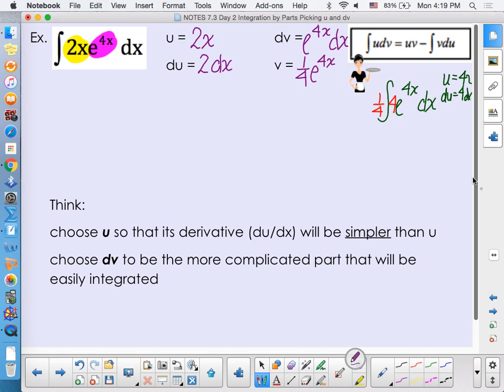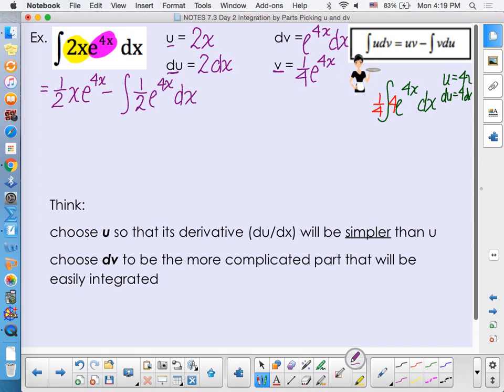So now that those are picked, I need to go to the basic idea that as I try to evaluate this indefinite integral, I'm first going to come up with u times v. As I combine those two, 2 times 1/4 is 1/2 x e to the 4x, subtract the integral of, and then this becomes our v du. As we multiply the v and the du together, I'm going to come up with 1/2 e to the 4x dx.